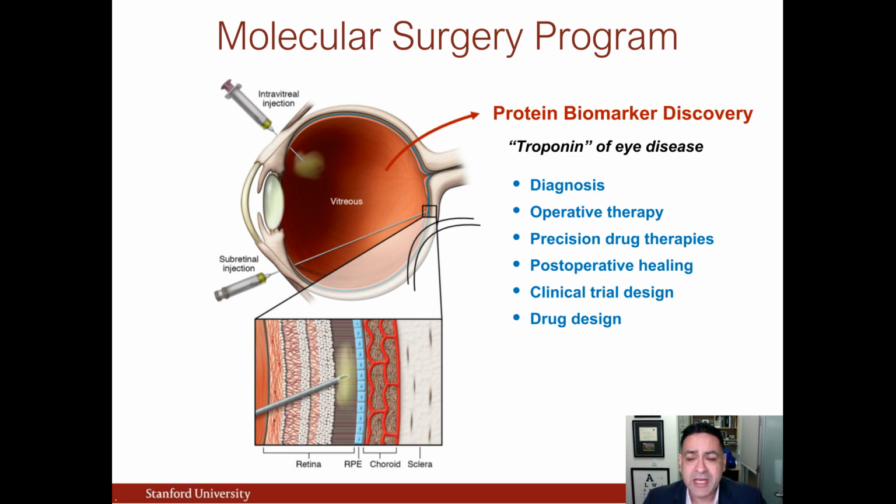Now, we don't have these protein biomarkers for lots of human diseases, but if we had these protein biomarkers, this could help really inform diagnosis, operative therapy, selection of therapies, postoperative healing, design of clinical trials, and even drug design. And so as part of our molecular surgery program, here at the Stanford Byers Eye Institute, we're looking for that biomarker to help us treat and manage disease.